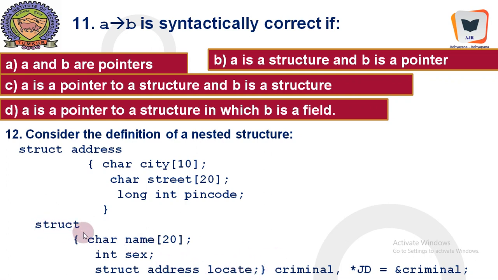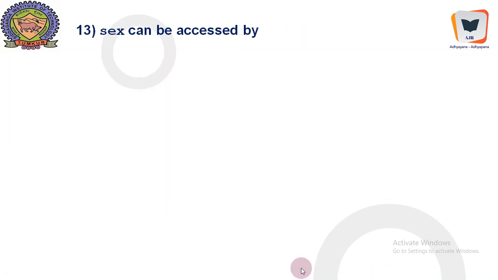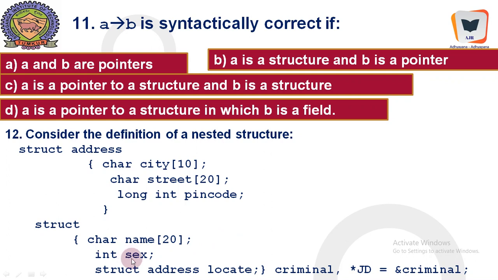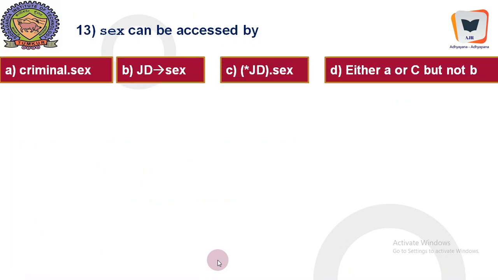And as far as this structure is concerned, these are all the variables. Criminal is a variable of struct and JD is a pointer to this particular structure and it holds the address of the criminal. Okay, that is the thing, right? Declaration and initialization is made at the same place. Sex is a member of the main structure. Therefore, it can be addressed like criminal dot sex or JD arrow sex. Like that, it can be addressed.